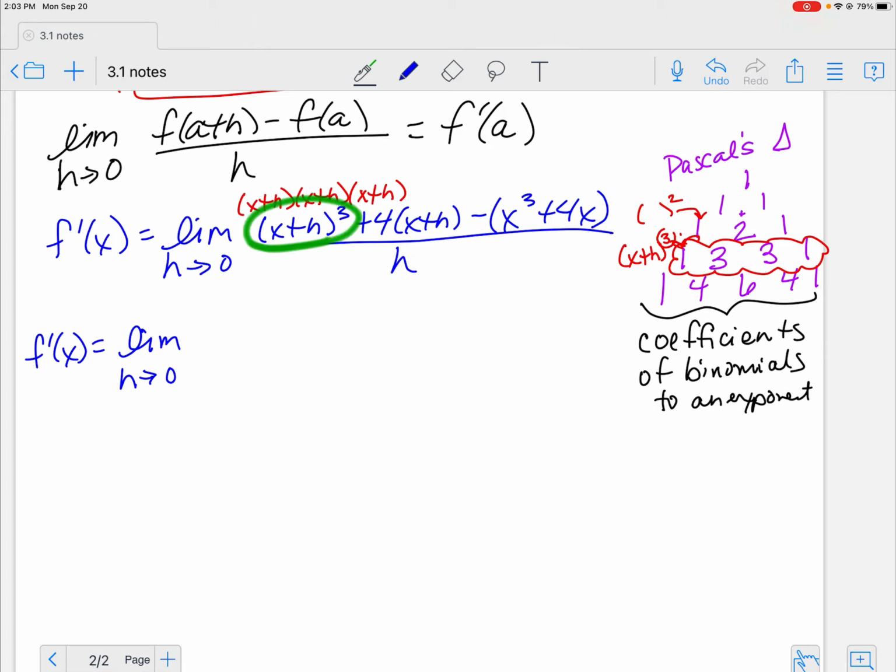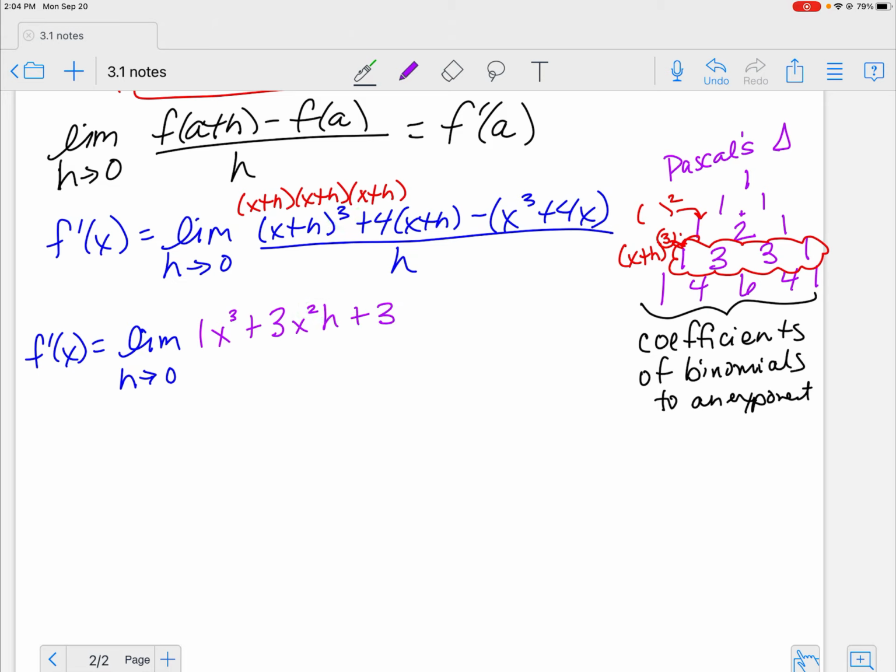So for this (x plus h) cubed right here, I'm going to change my color just so you can see the difference. I have a coefficient of 1 to start us off, and then we have x cubed. So 1x cubed plus, and because this is plus, it's all plus. If it were minus, then we would swap back and forth, but that's a conversation for a different day. Then I have a coefficient of 3. I go down one of the x's and pick up an h. Your exponents should always add to 3 because this is a cube.